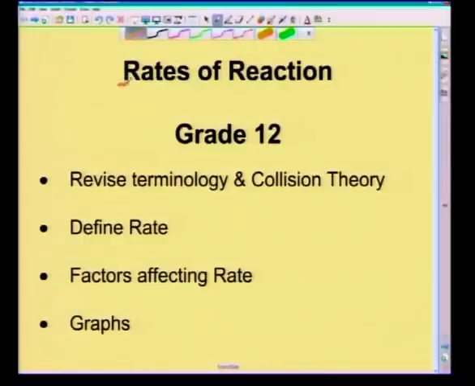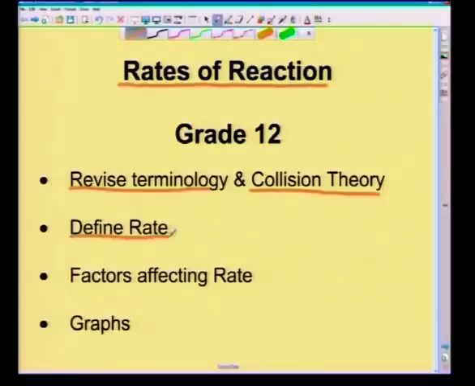Now, like I've already said, rates of reaction, and we will try and revise some terminologies and of course the collision theory. The terminologies, of course, will be based on reactions and chemical change. That's what we'll be talking about. We'll try and define what we mean by rate of reaction, and we will look at what factors affect rates of reaction. And we will also have a look at whether we can represent chemical reactivity or a process of chemical reaction into graphs.